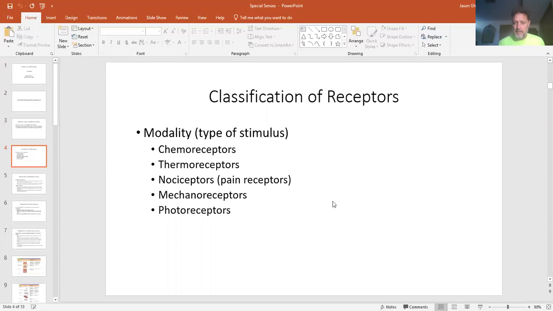The types of these, our main types, are chemoreceptors. So these are going to have a chemical reception of some kind. Smell, taste, these are chemical receptors. Thermoreceptors, we're talking about detecting heat, hot or cold. Nociceptors are sensing pain. Mechanoreceptors are movements and positioning, and then photoreceptors are light, so those would be your eyes.